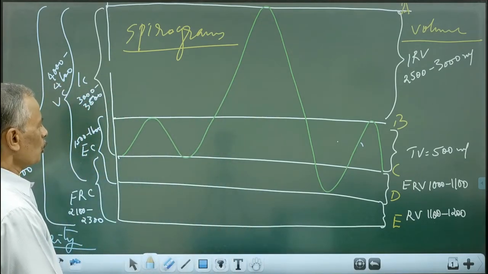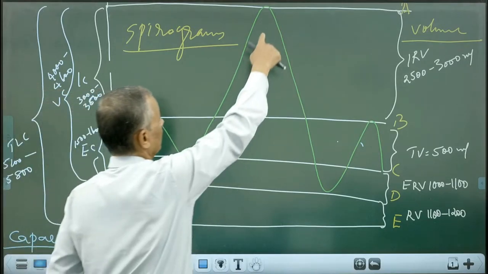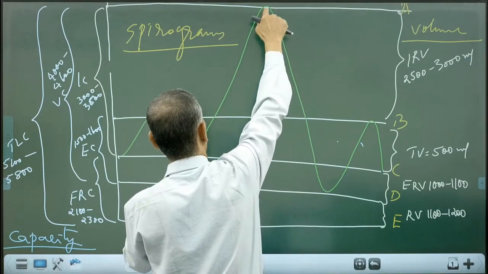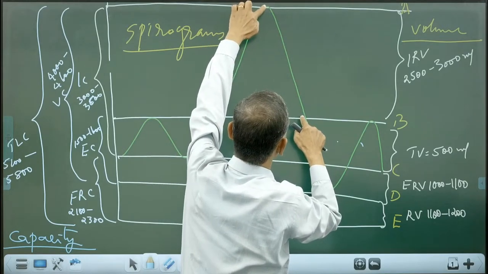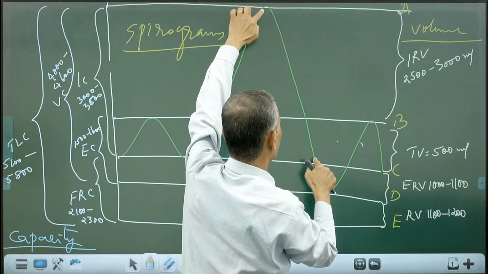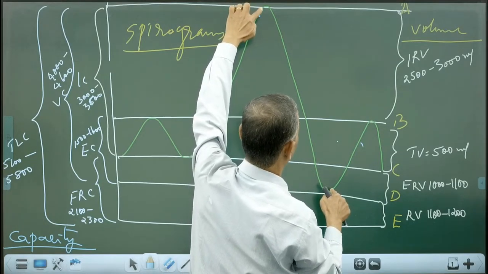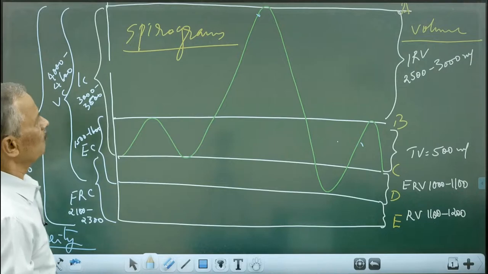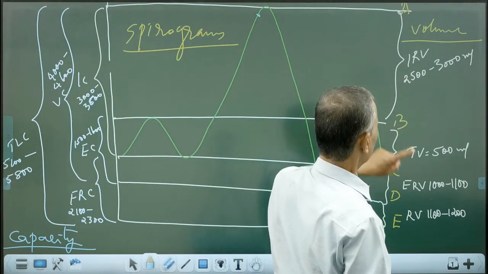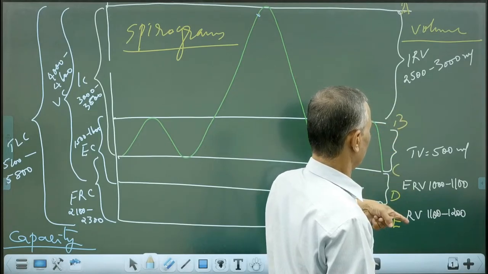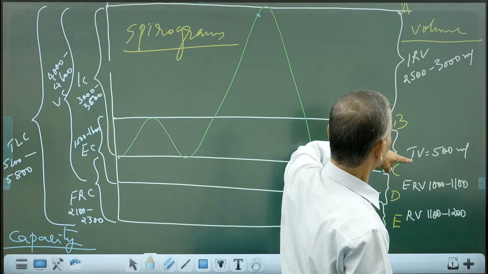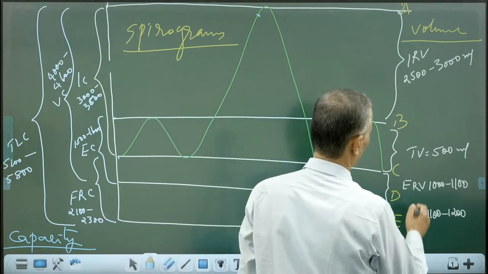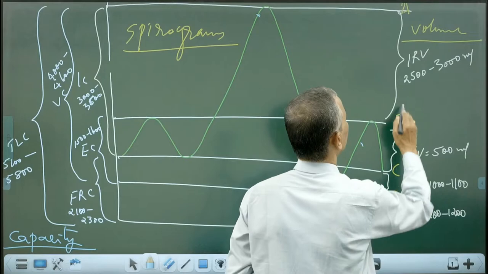Now, the total volume of air you can send out after a deep inspiration: you will be sending out that additional volume you have taken, the normal volume of air that you normally send out, plus the additional volume that you can send out. So from A to D, this is called vital capacity, which includes IRV plus TV plus ERV. What is IRV and TV together? It is IC. So IC plus ERV. Or what is ERV plus TV? EC. So EC plus IRV.